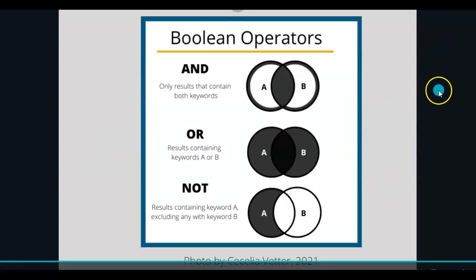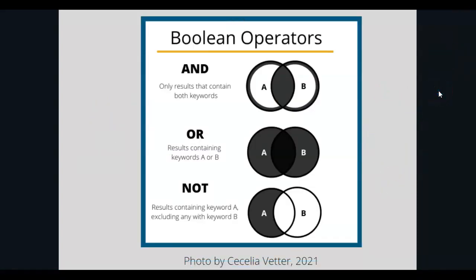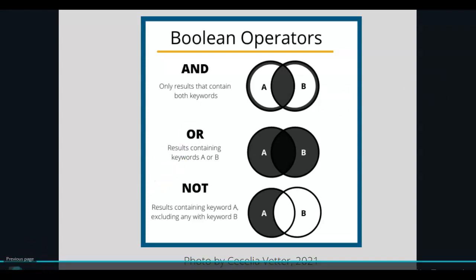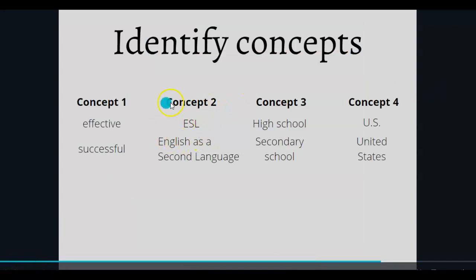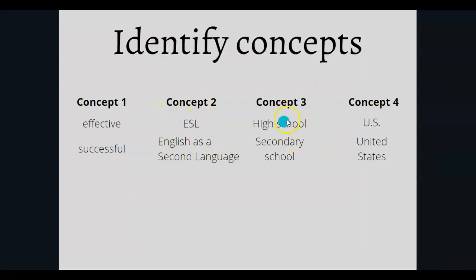Now, something to remember about database searching is that it's different from searching Google. We need to tell the databases specific terms so that it can understand us. We kind of need to speak its language. These Boolean operators are 3 key words to help you understand database language. So an and is going to link 2 of our concepts together. Let's go back to our concept page. We want to link ESL and high school.